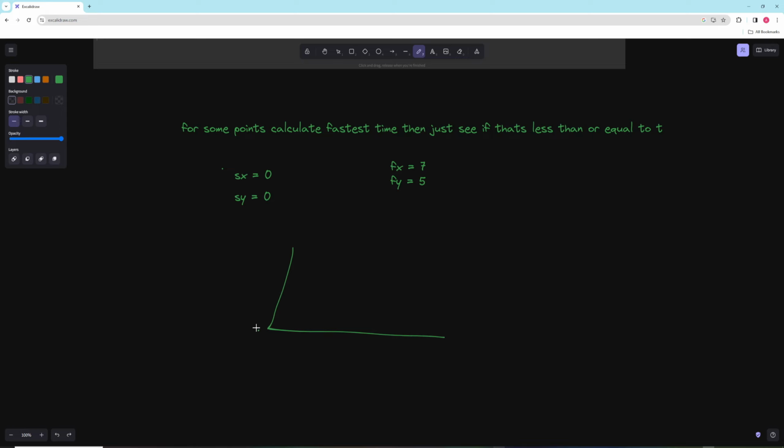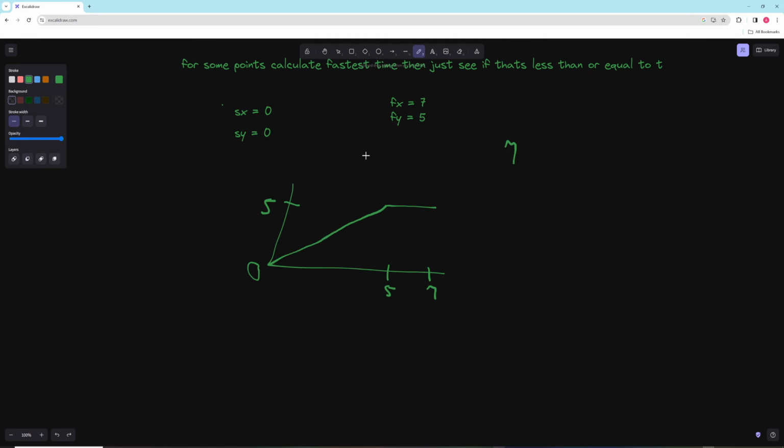So if we start at 0, 0, and we are trying to get to 5 and 7, we know that we can get to 5, 5 by going diagonally, right? So we can go diagonally here. So this part is diagonal, but then we need to get to x equals 7. So we're going to go 5 diagonally and then 2 horizontally. So our time here would actually be 7. Right? And let's do a couple more points and maybe we can see a pattern.